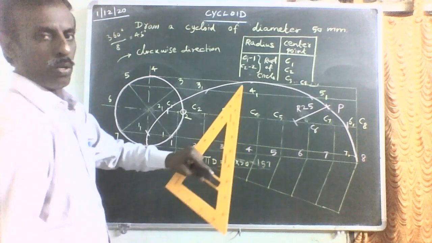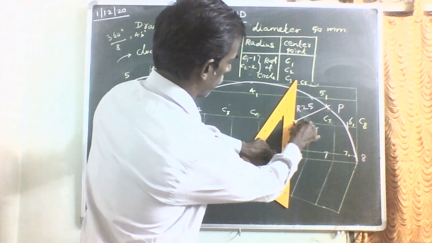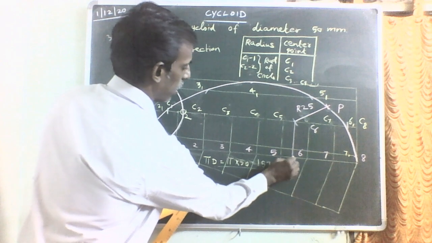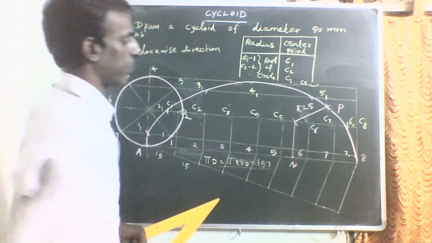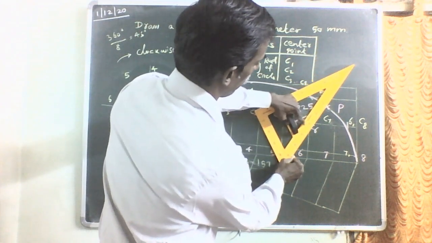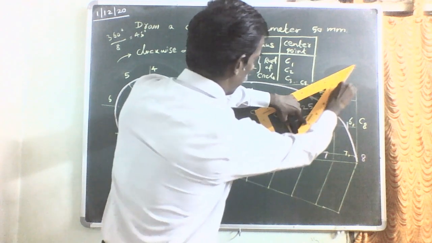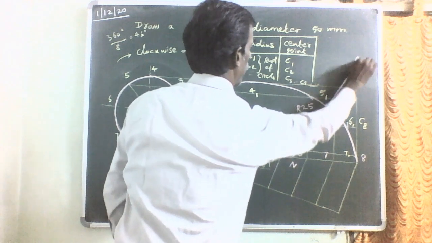Now through this point you erect one vertical line. That point I can give the notation N. Now join this N with the point P. That will give you the normal. So PN will be the normal.